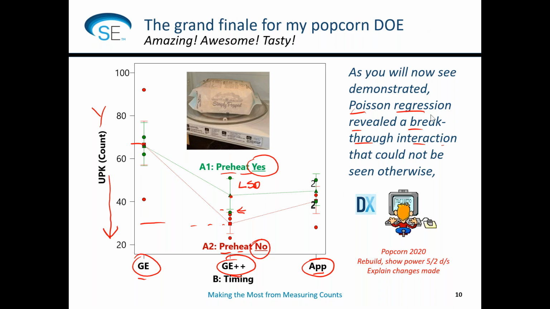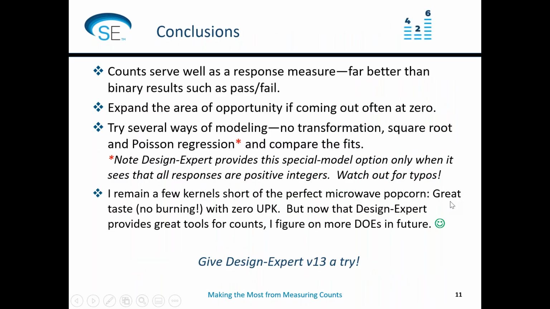So that's basically my presentation. So to conclude, I just want to say that I really do like counts. They serve well as a response measure, and certainly they're far better than the binary pass-fail. My tip for you, if you're using counts, is to be careful in terms of what your area of opportunity or sample size essentially is for your experiment, and try to expand that so that it doesn't come out at 0 very often.